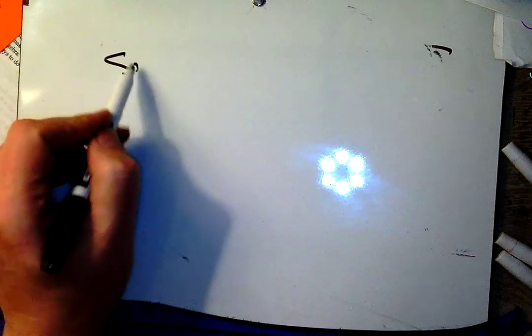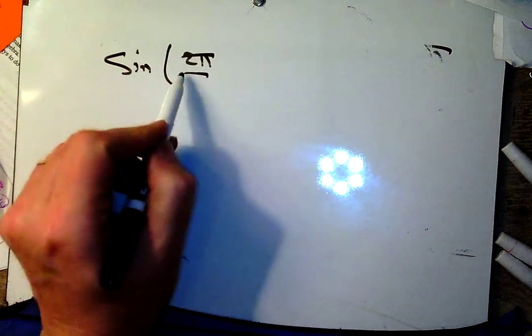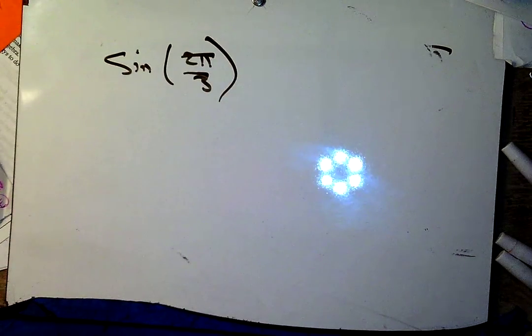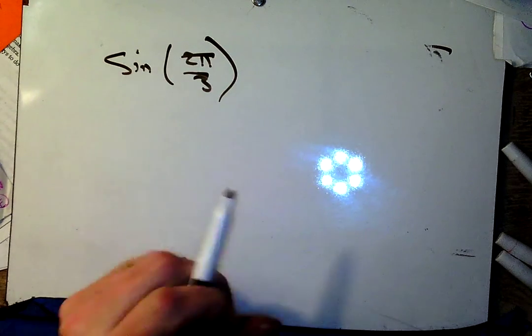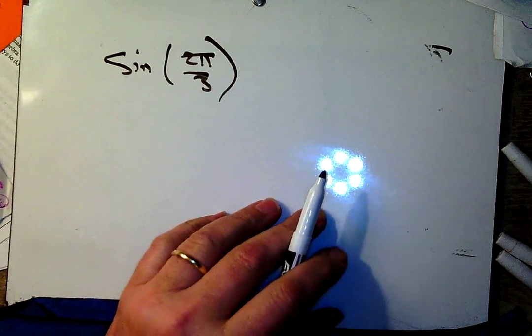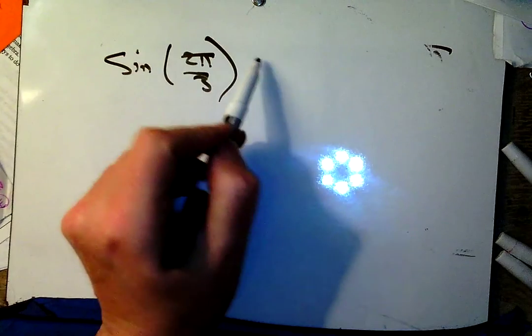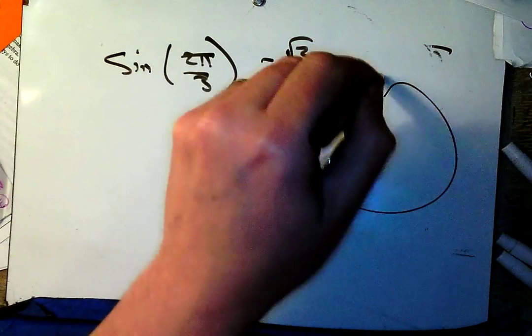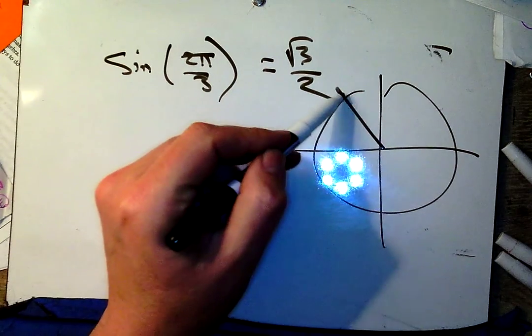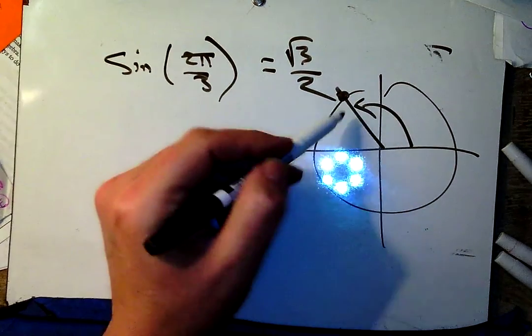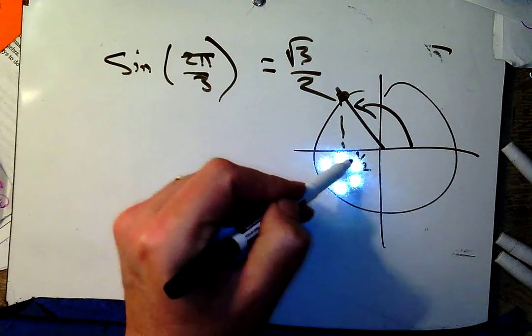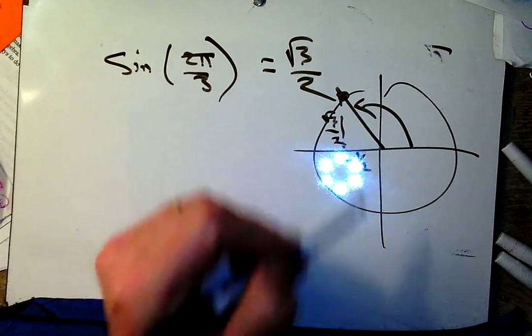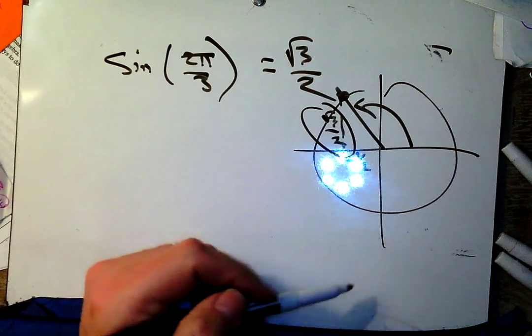Okay. How about some of these? Sine of 2 pi over 3. 5, 4, 3, 2, 1. You should have root 3 over 2. Because remember, we're talking about this angle here, 2 pi over 3. This is negative 1/2. This is root 3 over 2. Sine is the y value.